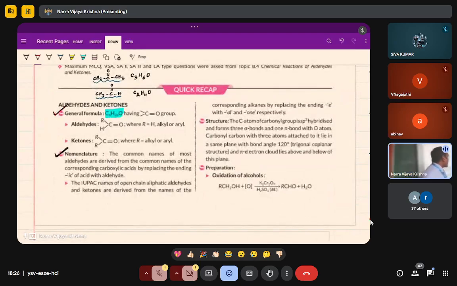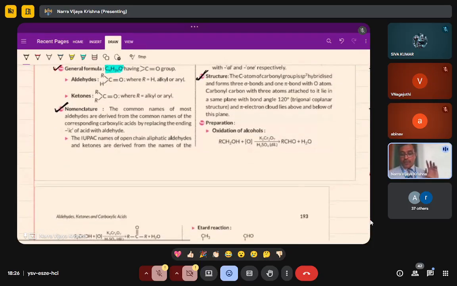If it is sp2 hybridized, what should the bond angle be? 120. Geometry, trigonal. Coplanar means everything is in the same plane. That's why it is called coplanar, right? Any questions about this point? Clear now this point also. Now come to the next one. Oxidation of alcohols.